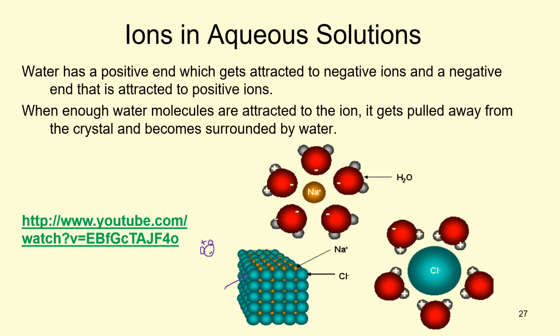And this is what it looks like when it's dissolved in water. The sodium is surrounded by a bunch of water molecules with their negative ends pointed toward the sodium, and the chloride ions are surrounded by the water with the positive ends attracted to that. And so this is what it means to be solvated or dissolved.